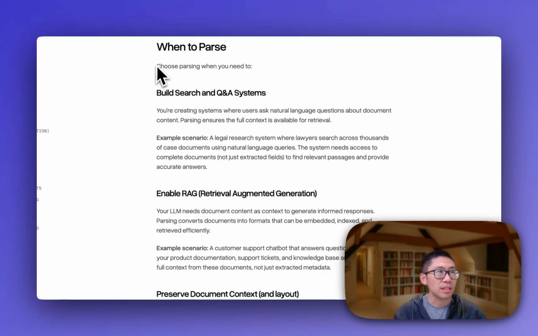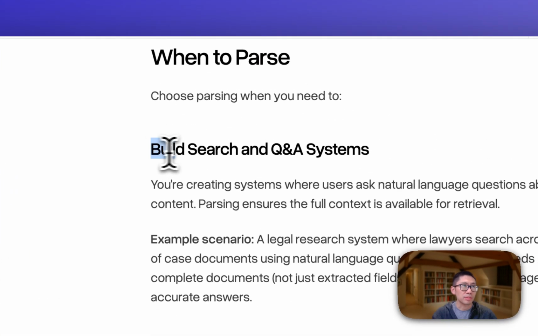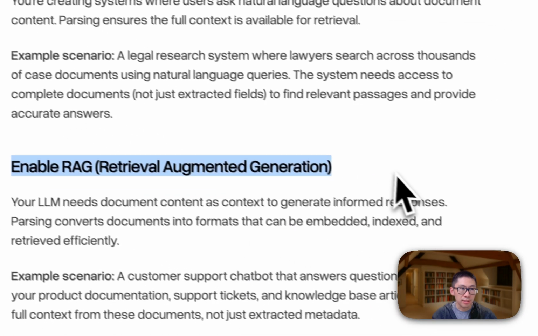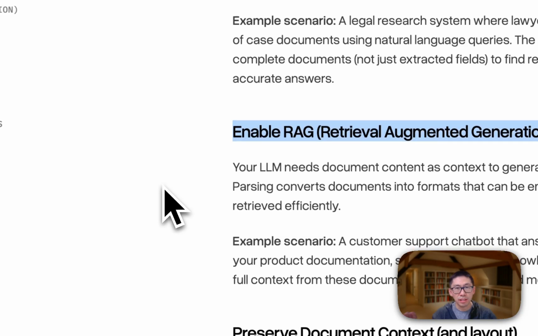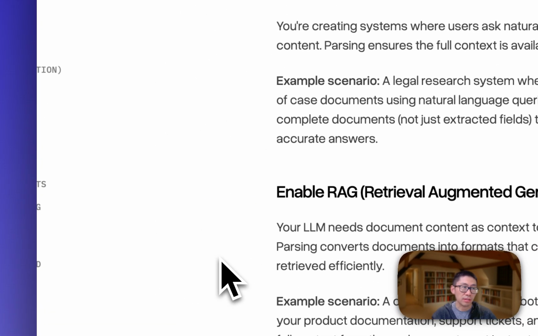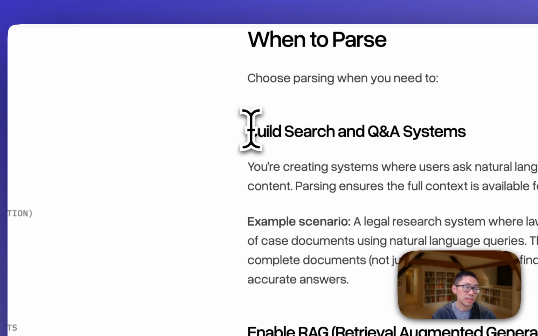So parsing is when, for example, you want to build a search, you want to build Q&A systems. Of course, RAG is a use case you can think of. You want to preserve the raw content as much as possible, although you are transforming it into a format that is more digestible by the machine or by the large language model. So those are the scenarios where you want to use parsing.